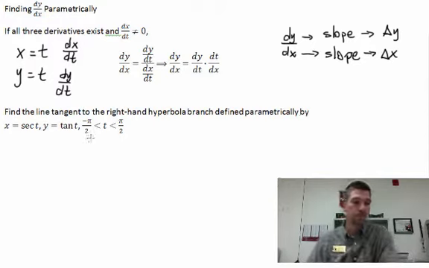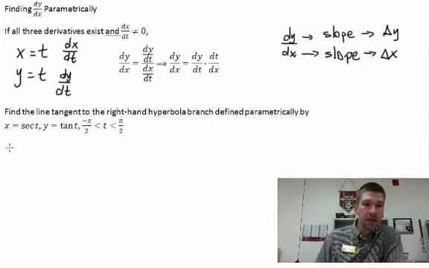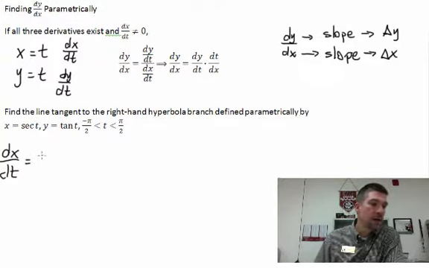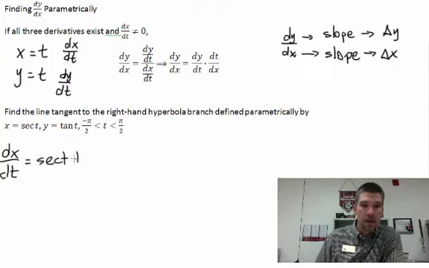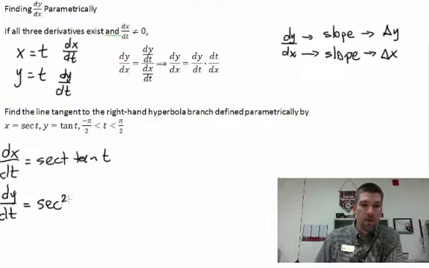What you're going to do is find dx dt. So we're going to find dx dt. And when we find dx dt, we're going to get, let's see, secant t tan t. And we're going to find dy dt. When we find dy dt, that's the derivative of the tangent part, so that's going to be secant squared t. And then we just do our division, secant squared divided by secant t tan t.